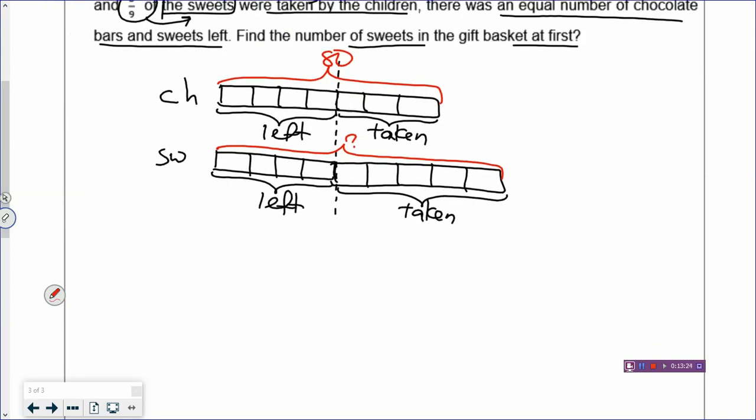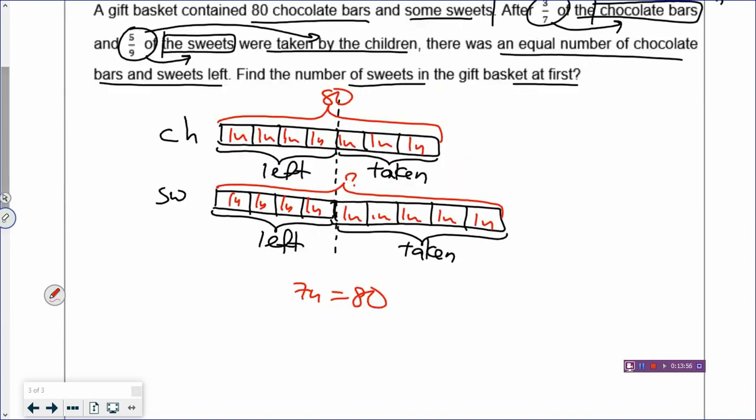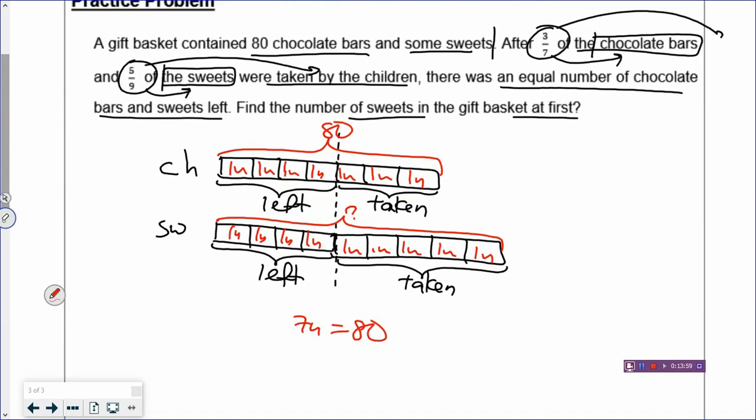Now, you can see the 4 chocolate bars left and the 4 sweets left, they are equal. So there's no need to cut anything, because they are already equal. So every box here will be 1 unit each. And now can you find how many units equal 80? The chocolate bars have 7 units. 7 units is equal to 80. Oh, okay, there's a typing error in this problem. Mr. Ong forgot to change it. There's a mistake in the problem.